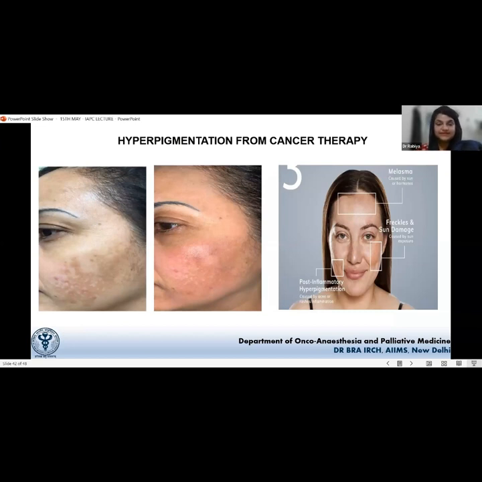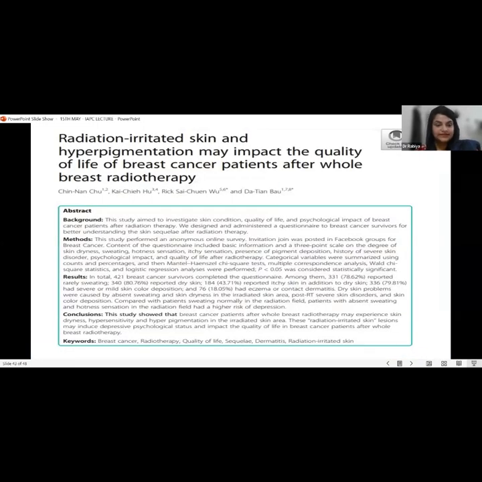Now, next is hyperpigmentation due to radiation therapy. So radiation therapy can lead to melasma, freckles and sun damage, or post-inflammatory hyperpigmentation. Now, this is a recent study. Radiation-induced hyperpigmentation may impact the quality of life of breast cancer patients after whole breast radiotherapy. In this study, they show that breast cancer patients after whole breast radiotherapy may experience skin dryness, hypersensitivity, and hyperpigmentation on the irradiated skin area.